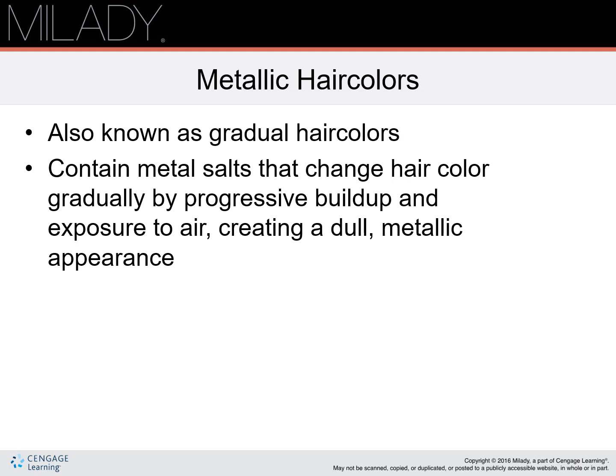So what is metallic hair color? They are also known as progressive hair colors. They contain metal salts that change the color of the hair gradually by progressive buildup and exposure to air, creating a dull metallic appearance. These are going to be mostly your box colors. Okay, they contain metal salts. They facilitate a progressive change in color, ultimately creating a dull metallic unnatural look. They're going to fade to your warm golden red, those gross brassy tones that you see.